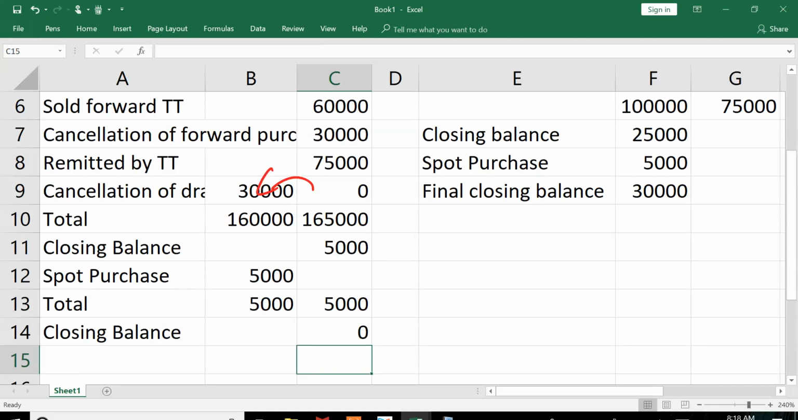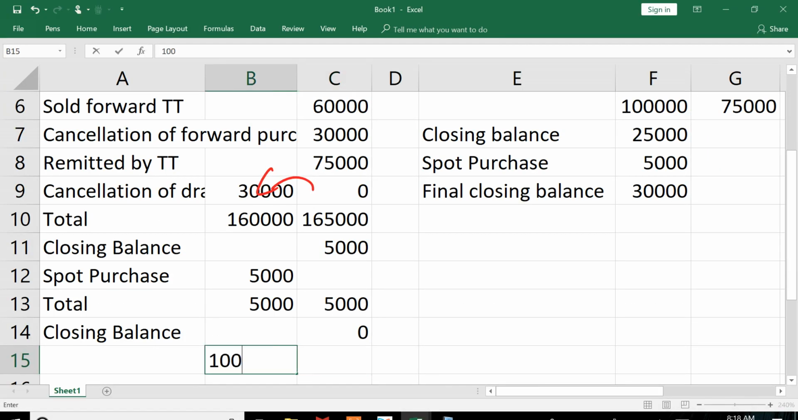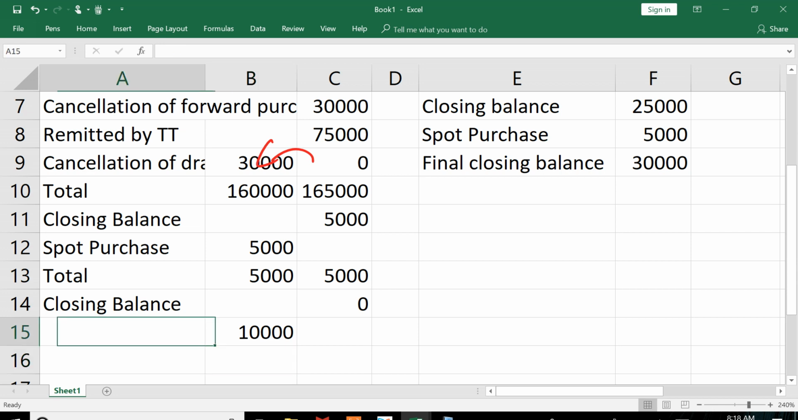What is the requirement they are saying? 10,000 overbought. So I need to write 10,000 somewhere here. So purchase forward, and you will get your balance of 10,000. When you purchase forward, your nostro account, your cash position will not get impacted. Only the exchange position will get impacted. Any doubts in this? Please note it down. I'll give you some pointers once you are done with this. They will keep doing this. These two accounts will get created on an everyday basis.